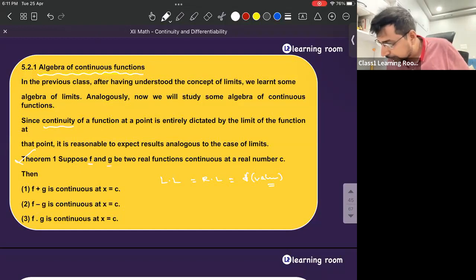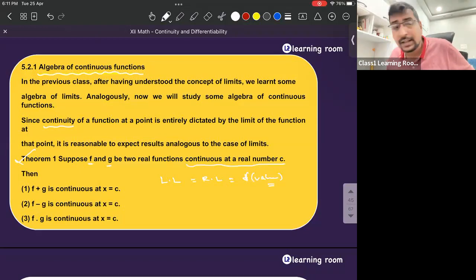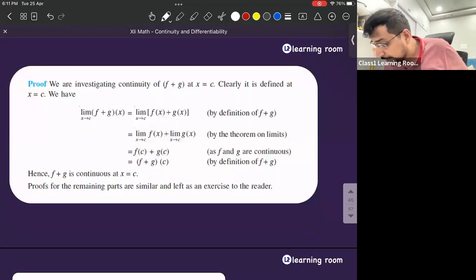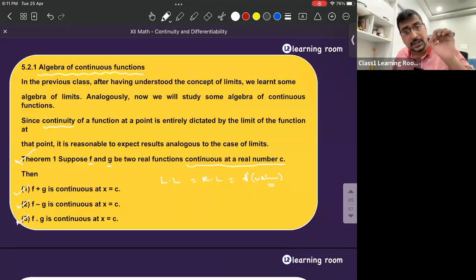Suppose f and g are two real functions which are continuous at any real number c. Then we can conclude that f plus g is continuous at x is equal to c, f minus g is continuous at x is equal to c, f into g is continuous at x is equal to c, and f divided by g will also be continuous at x is equal to c if g of c is not equal to 0.